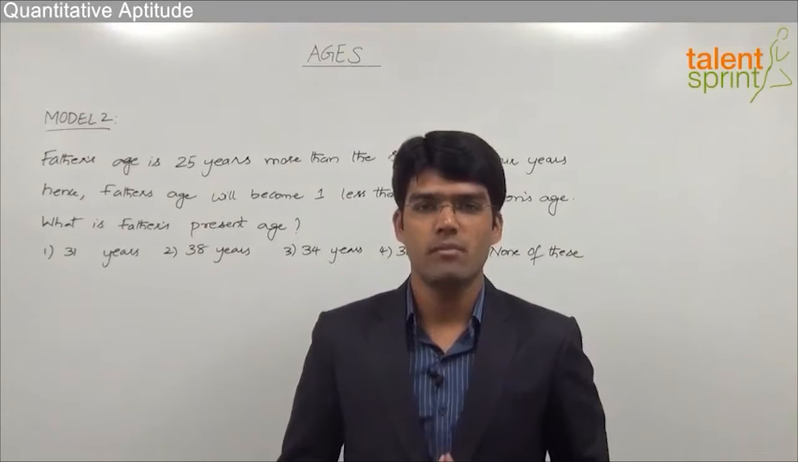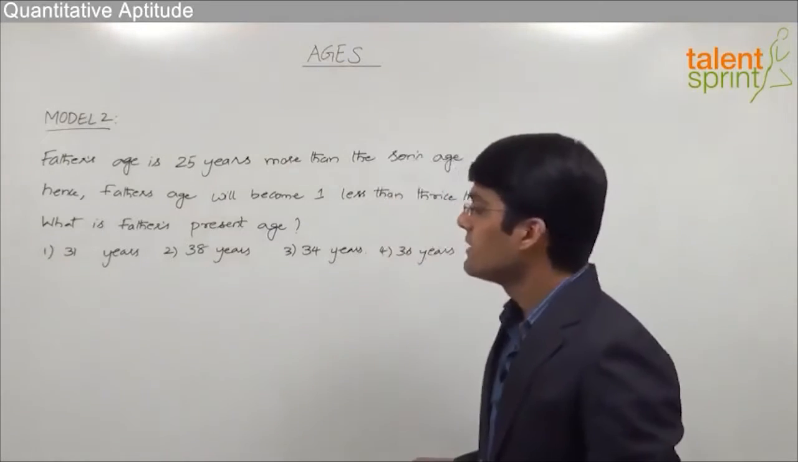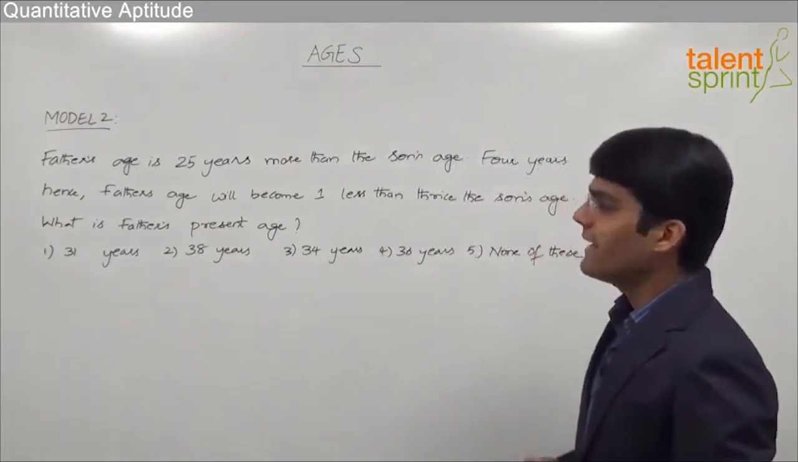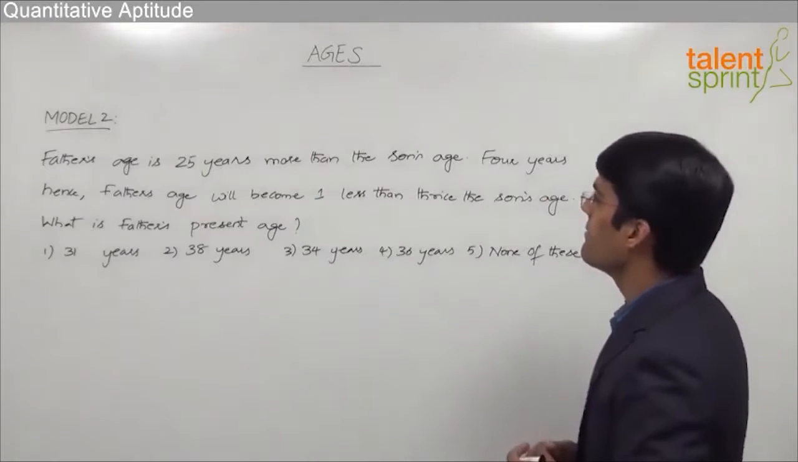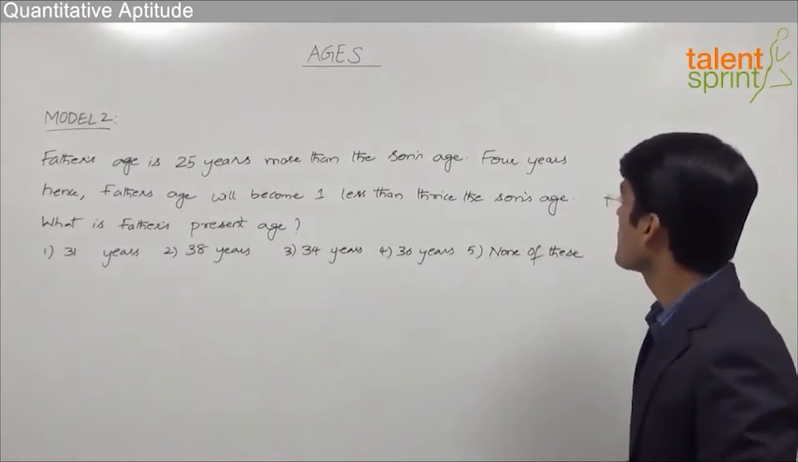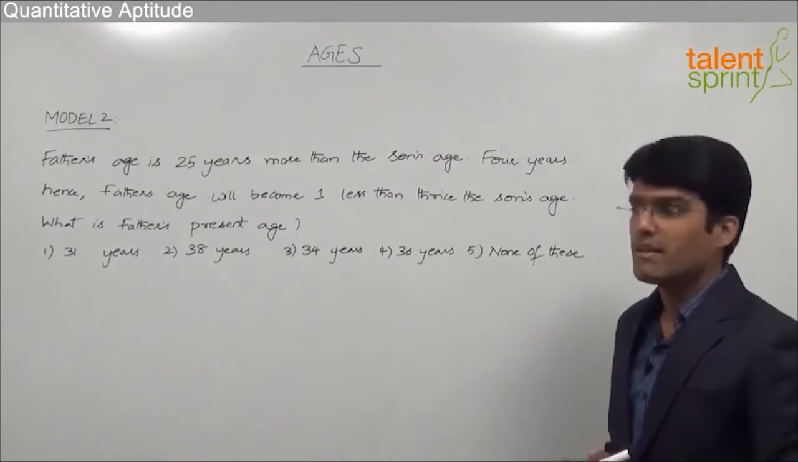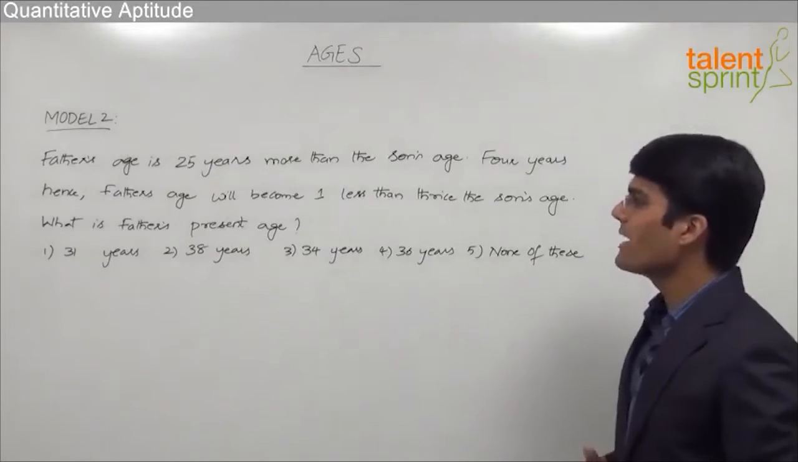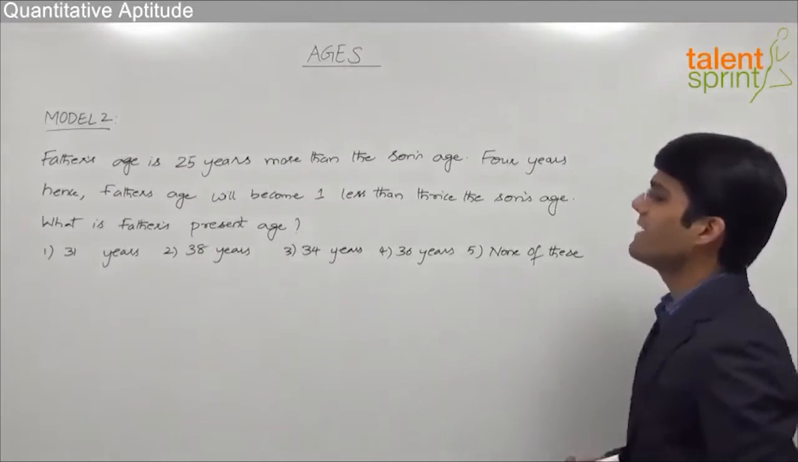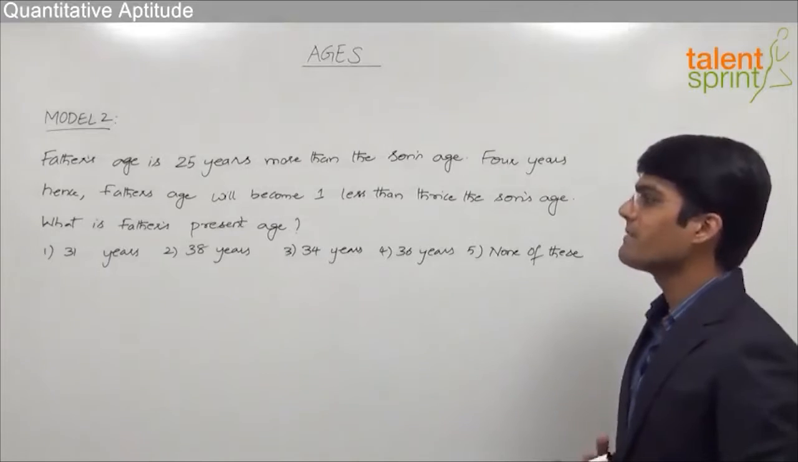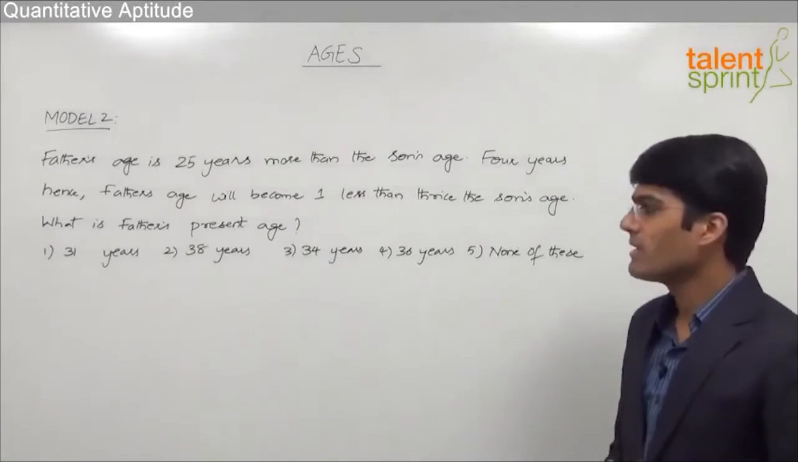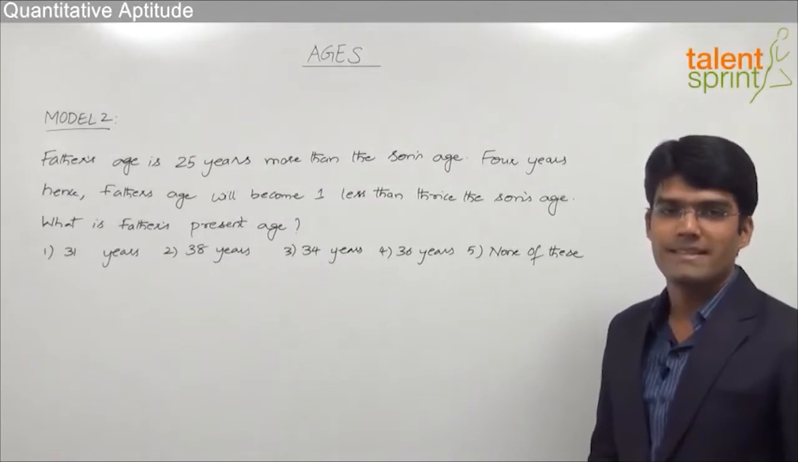Let us now take the second model from ages. The question here is, father's age is 25 years more than the son's age. 4 years hence, father's age will become 1 year less than thrice the son's age. What is father's present age? So we need to find out the father's present age.